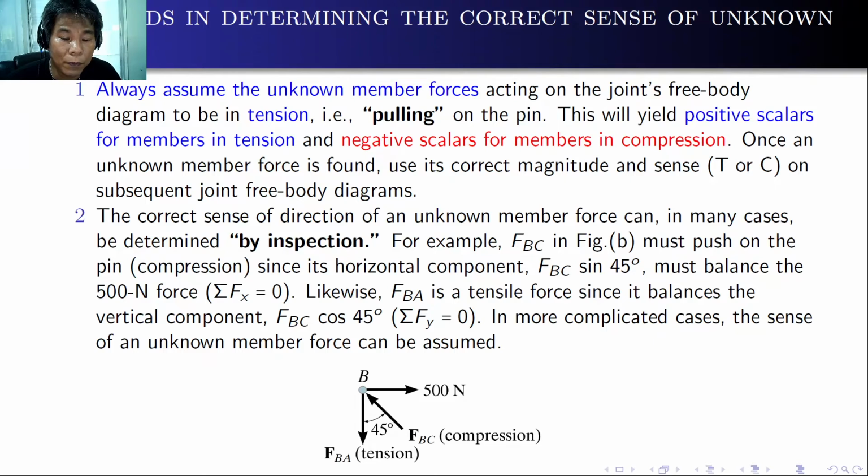For example, the force FBC must push on the pin, compression, since its horizontal component FBC sine 45 degrees must balance the horizontal force 500 Newton. Likewise, FBE is a tensile force, since it balances the vertical component of FBC, that is FBC cosine 45, which is going up. So in more complicated cases, the sense of an unknown member force can be assumed.